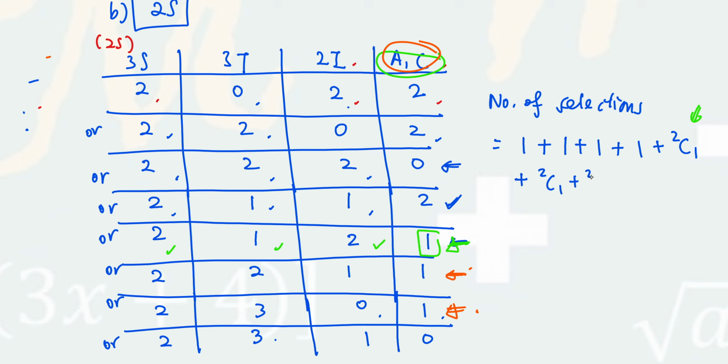So 2C1 plus 2C1, and then lastly, we take 2S, all T, and only one I. We do not bother with the A and C, so there's only one way to do it. So this is how we consider the number of selections. When you get the total over here, this is basically 11. So we have 11 ways to get the requested letters.